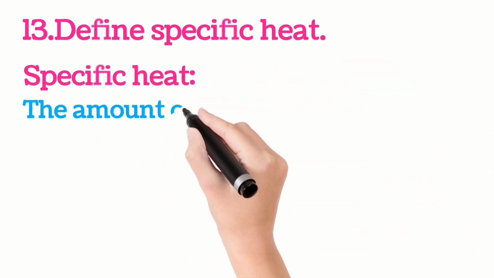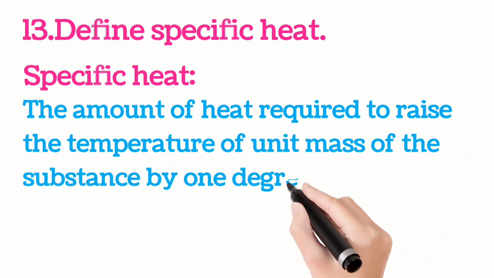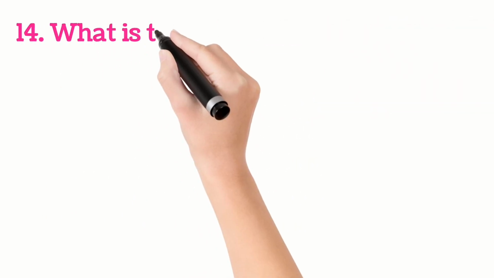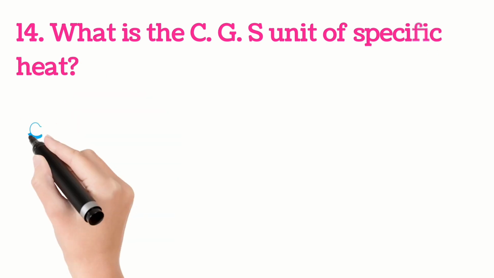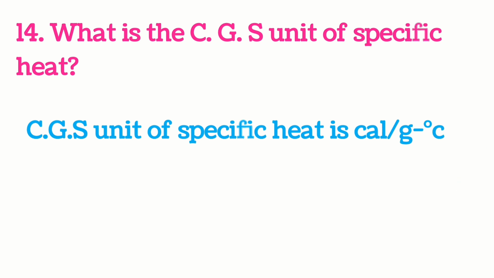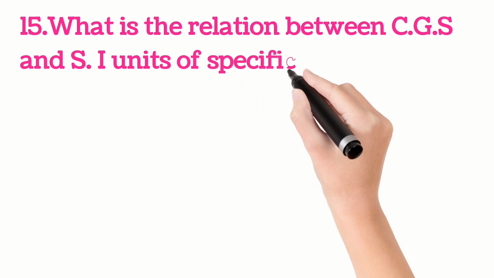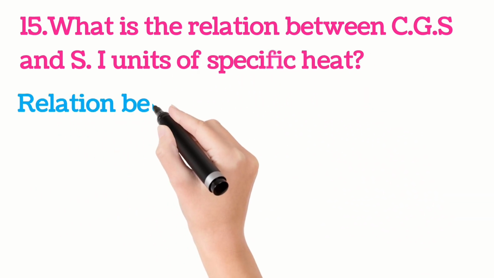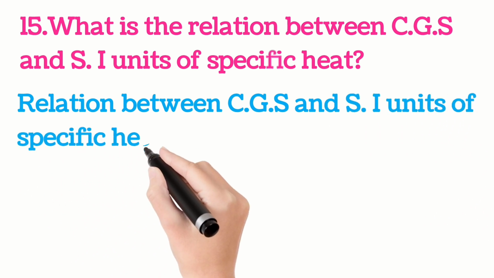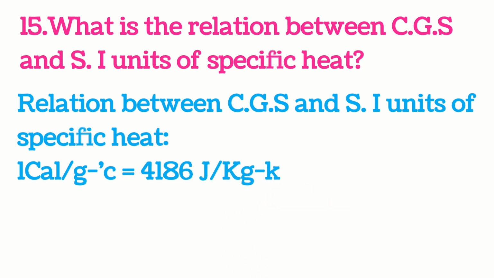Define specific heat. The amount of heat required to raise the temperature of unit mass of the substance by 1 degree Celsius is called specific heat. What is the CGS unit of specific heat? The CGS unit of specific heat is calorie per gram degree Celsius. What is the relation between CGS and SI units of specific heat? 1 calorie per gram degree Celsius is equal to 4186 joule per kg Kelvin.